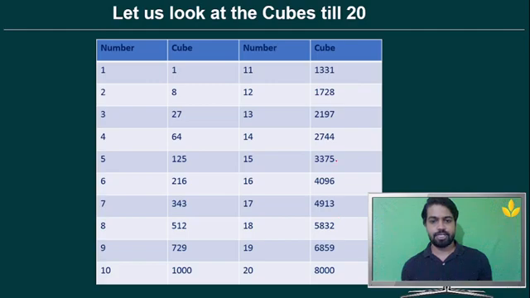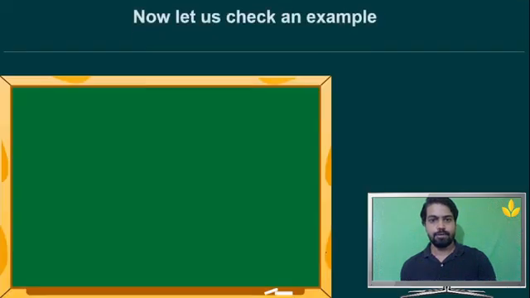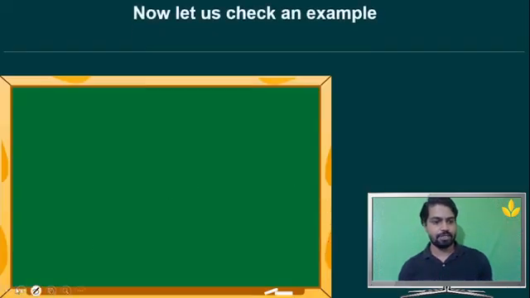Till 15 it is very easy to remember. Just push a little bit to remember till 20, so it will be easy for you to do the calculations. Okay, so let us see how to find the cube of any other number with an example. Let me take an example: let us talk about 21 cube.